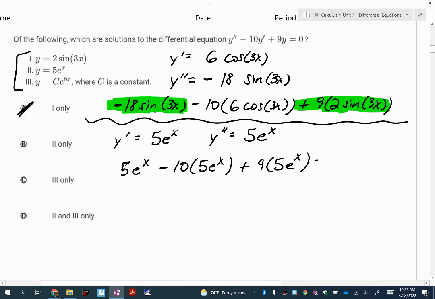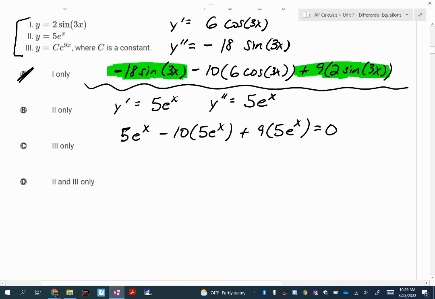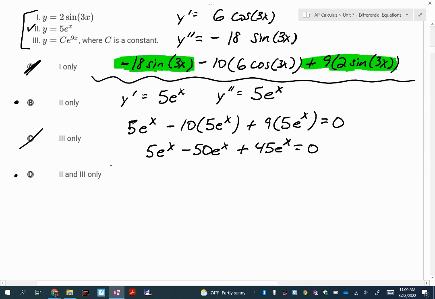Now, all of that needs to make 0. So that's 5e to the x, minus 50 e to the power of x plus 45 e to the power of x. And if you notice, they're all like terms here. So 5 minus 50 is negative 45. Negative 45 plus 45 gives you 0. So 0 times e to the x is going to be 0. All right, so 2 works. So it could be B and it could be D. But we got to check on Roman numeral 3.